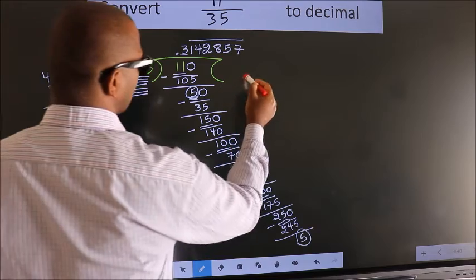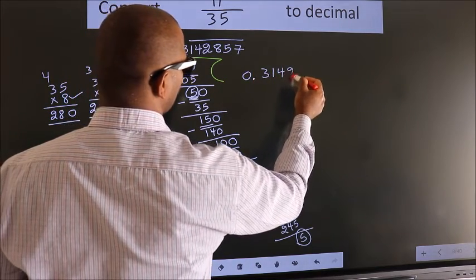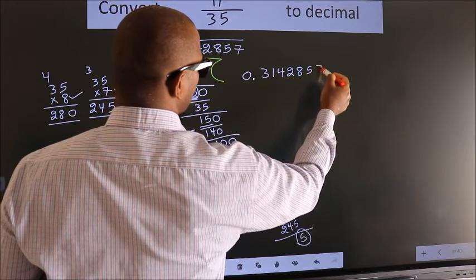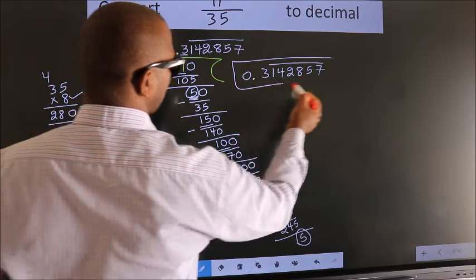Therefore, our answer is 0.3142857. Bar on these numbers. This is our answer.